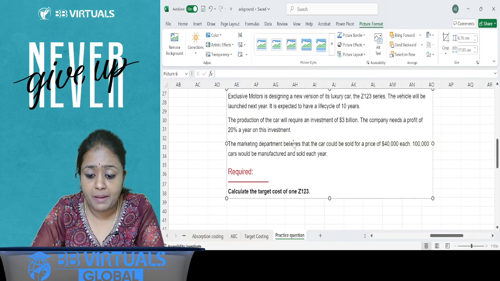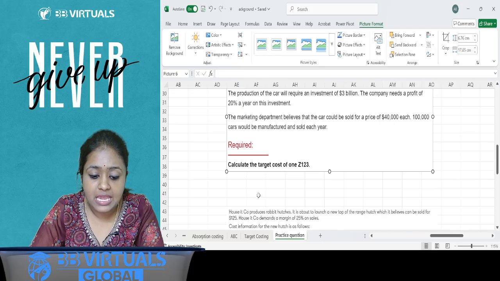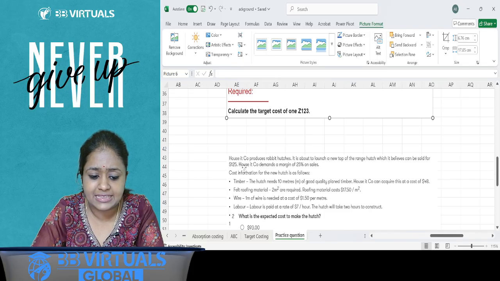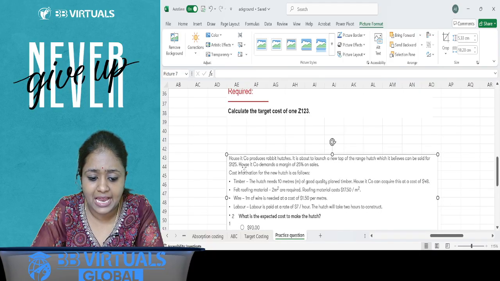The marketing department believes that the car would be sold for a price of 40,000 each. 1 lakh cars would be manufactured and sold. Can we calculate target cost? Yes, I think it is very easy, so we can calculate it.